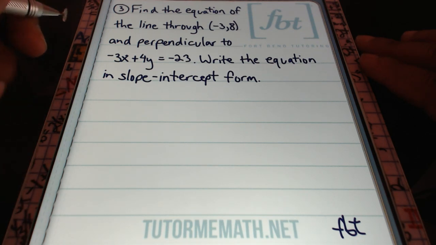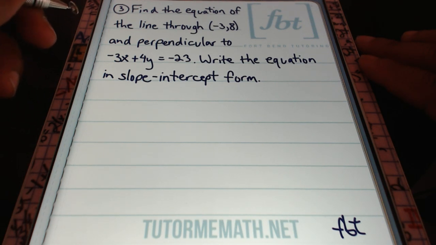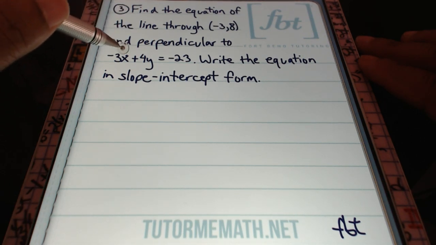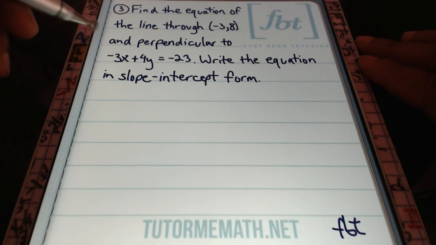Number 3. Find the equation of the line through the point negative 3, 8 and perpendicular to negative 3x plus 4y equals negative 23. Write the equation in slope-intercept form. So the first thing you want to find out about this particular problem is the slope of the given line.